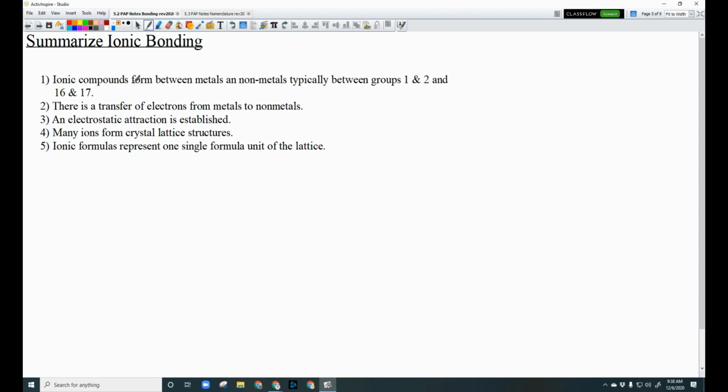All right, to summarize ionic bonding, go ahead and pause the video and write these down. Ionic compounds form between metals and nonmetals, typically between groups 1 and 2, which are the metals, and 16 and 17, which are the nonmetals. There's a transfer of electrons from the metal to the nonmetal. An electrostatic attraction is established. Many ions form crystal lattice structures, and ionic formulas represent one single formula unit of the lattice. So when we write an ionic formula like NaCl, it's just a single formula unit of that much bigger lattice structure. All right, that's ionic bonding.